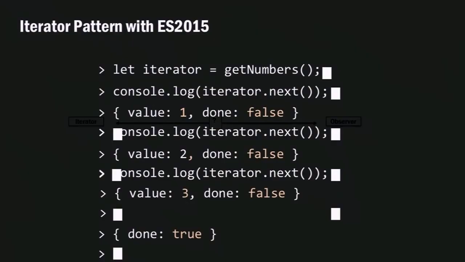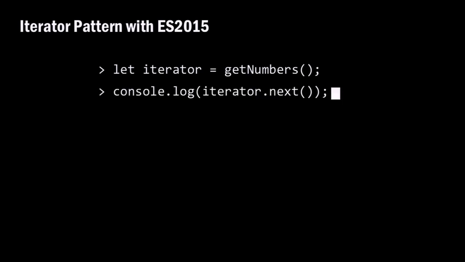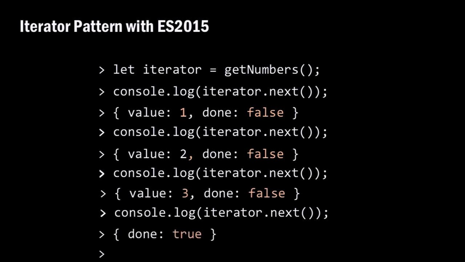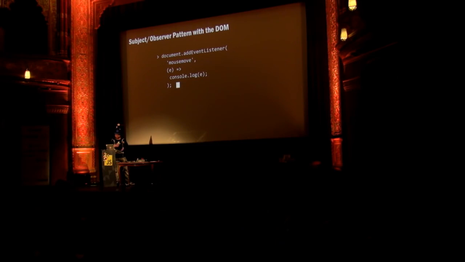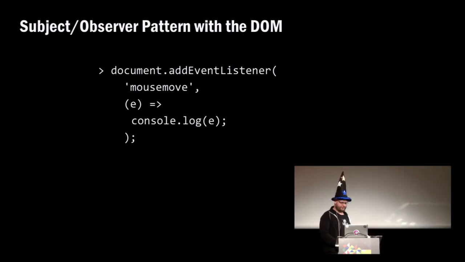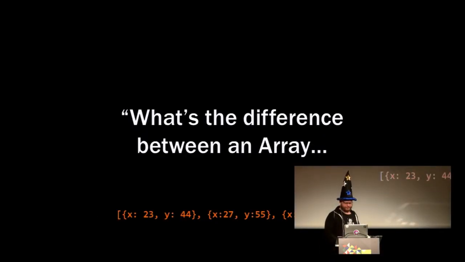The reason why is because we have the idea of a push-based collection and a pull-based collection. So with ES 2015, we have the idea of first-class iterators, where we call .next, and then we can go through and get all the values as they come through. And the same thing applies to the subject-observer pattern as strictly implemented in JavaScript. It happens all over the place with the DOM. Anytime you add an event listener, that's really just the subject-observer pattern. So anytime I move the mouse, yay, I get values pushed at me. So it's a pull versus push kind of collection.